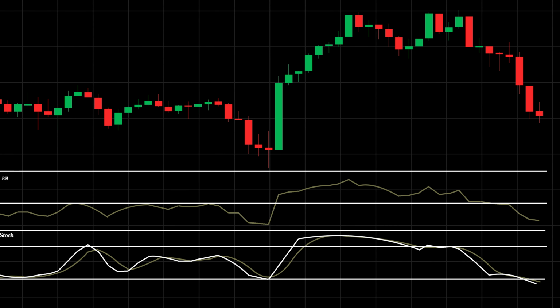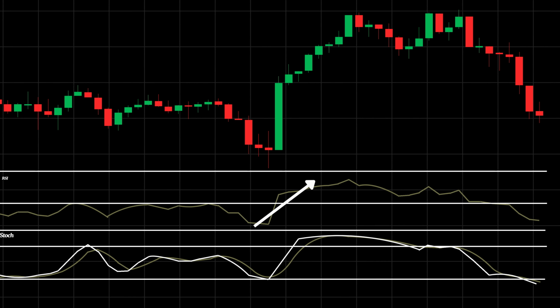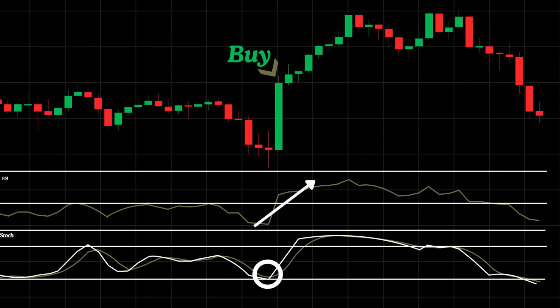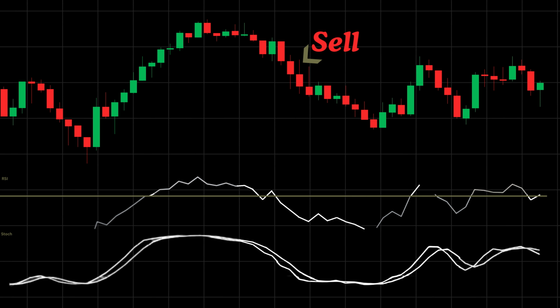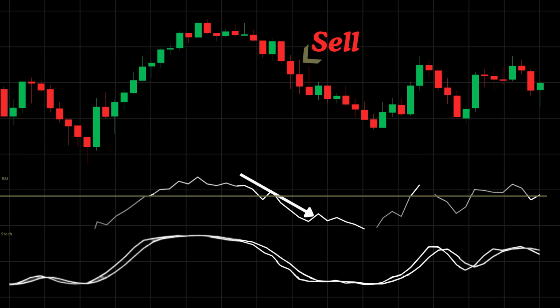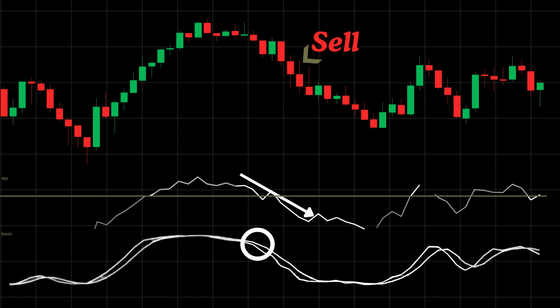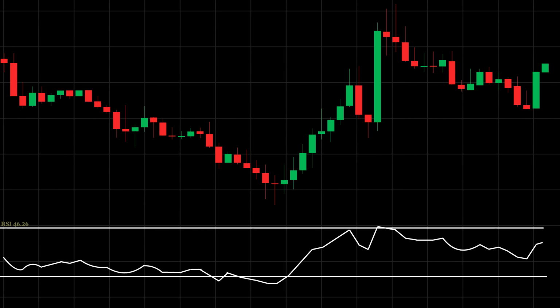In this example, you'll notice the RSI moves above the 50 level, while the stochastics indicator is showing oversold conditions. This presents a strong buying opportunity. Now let's go over a few more examples. In this one, the RSI drops below the 50 level, and the stochastics is signaling overbought conditions. This points to a potential sell opportunity, as we observe the price beginning to reverse.